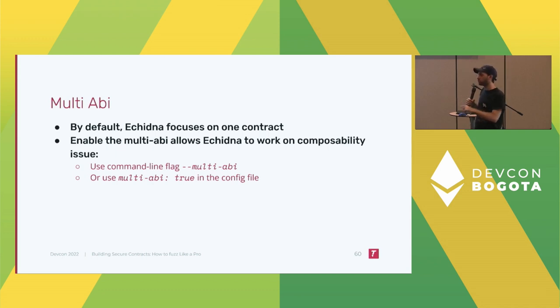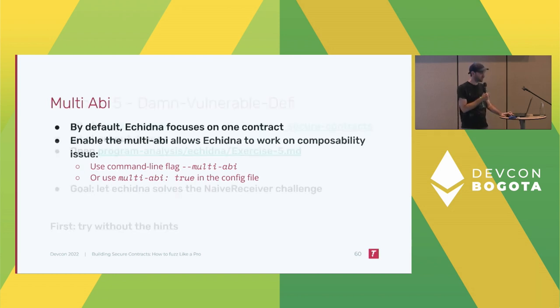But if you deployed a couple of tokens and several contracts and you use multi-ABI, Echidna will call any function in any deployed contract after the end of the constructor. So we will need this in order to deal with the next example. Because sometimes the bug that you want to detect doesn't depend on the state of one contract. It depends on the state of many contracts. And in that case, you can be surprised by the fact that changing the state in another contract can break your property. And definitely we want to avoid that.